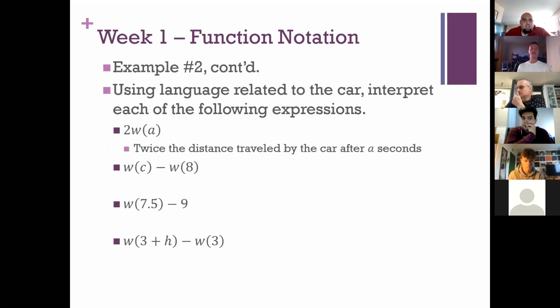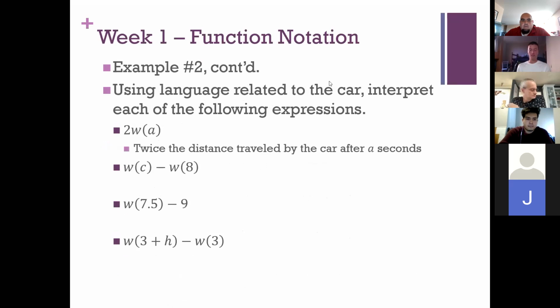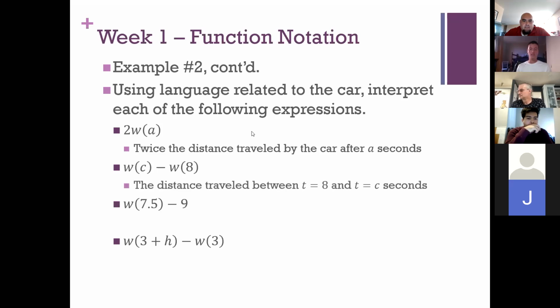All right. Next one, W of C minus W of 8. I said the change in the distance in feet from a starting time of 8 seconds to C seconds. Dong says the change in distance from 8 seconds to C seconds. Edward says the distance difference as C seconds and 8 seconds. So yeah, the distance traveled between T equals 8 and T equals C seconds. The difference in, the change in, a lot of these things represent the same idea.